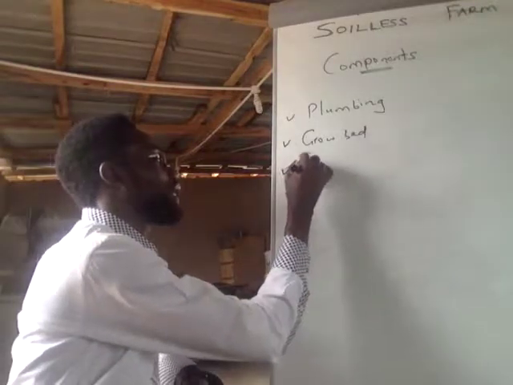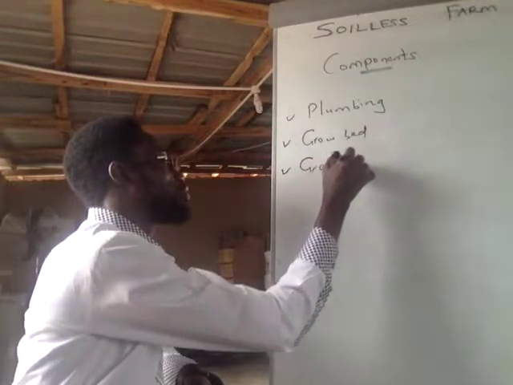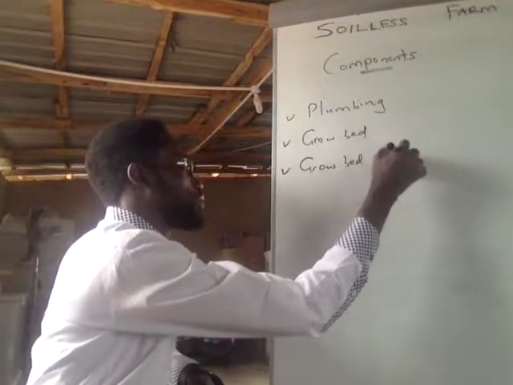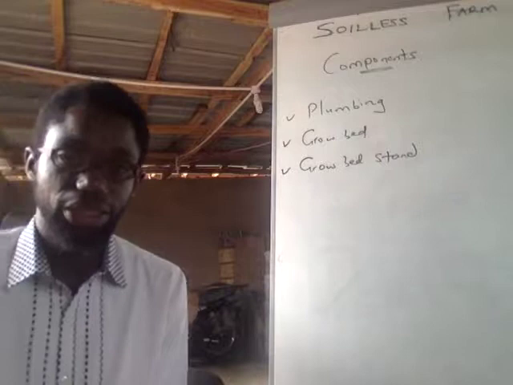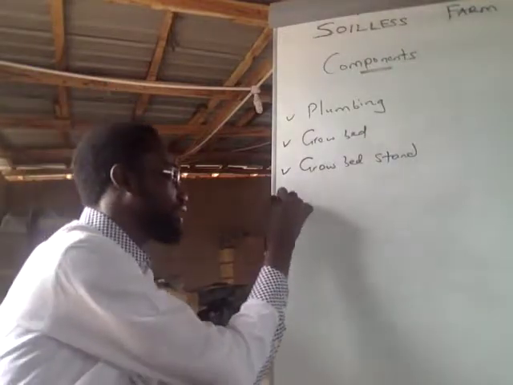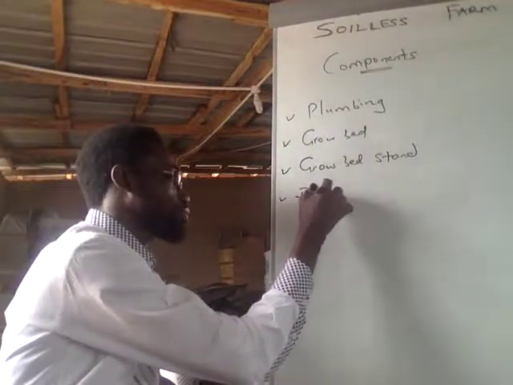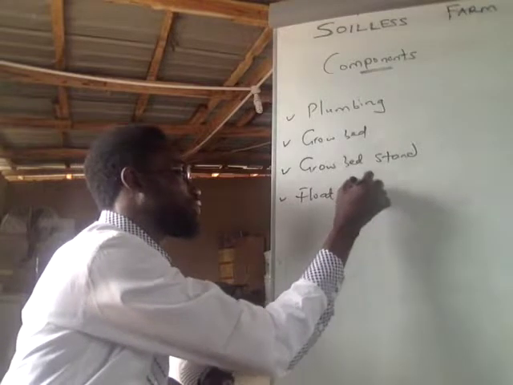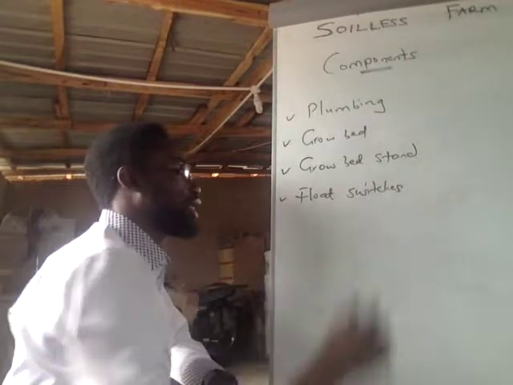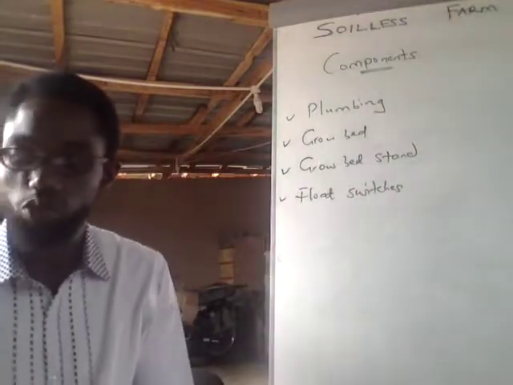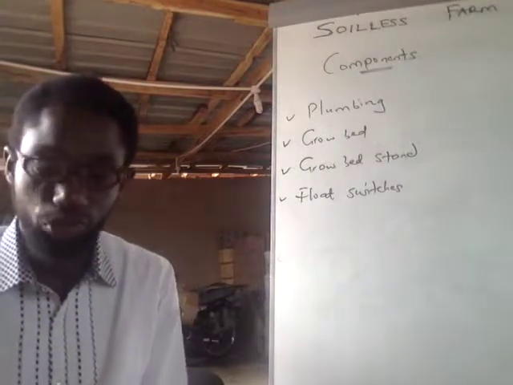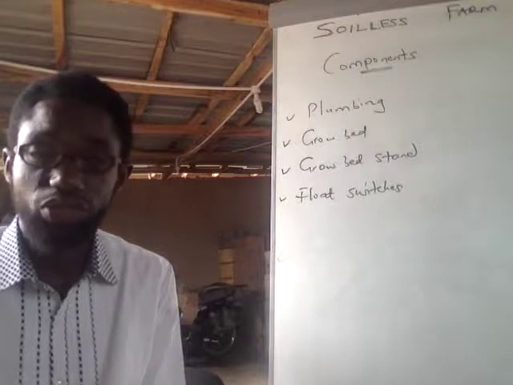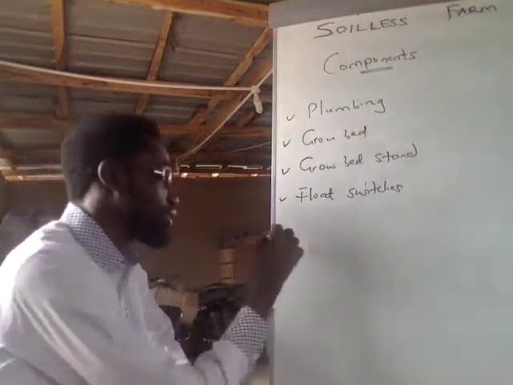Then we'll also look at the grow bed stand, where the bed would sit. Depending on the kind of system you are using, we may also look at the float switches. How do you switch from one form to another? Then we have the water pump, what kind of pumping machine. Then obviously we'll also look at water quality.